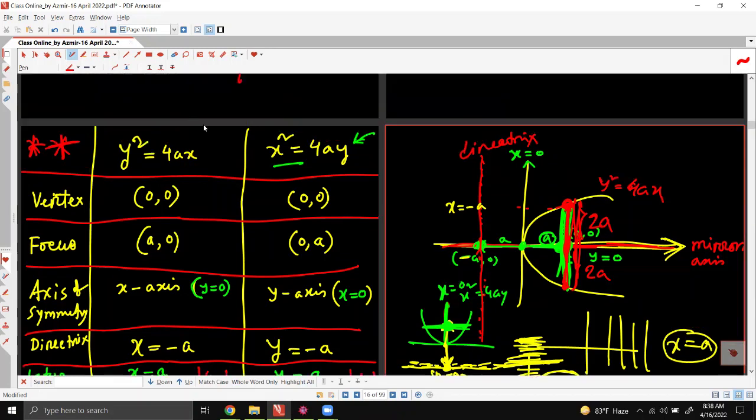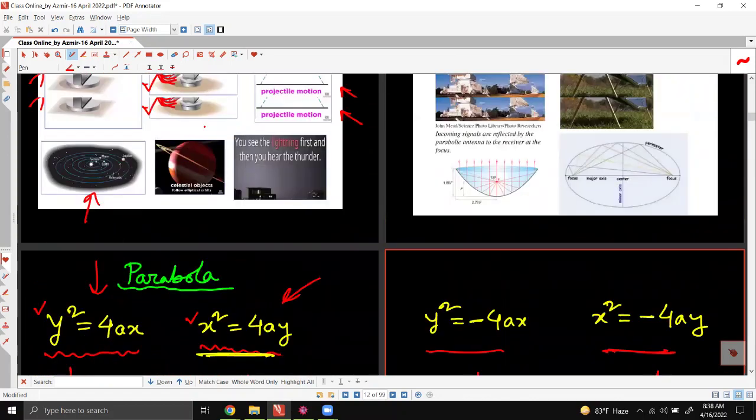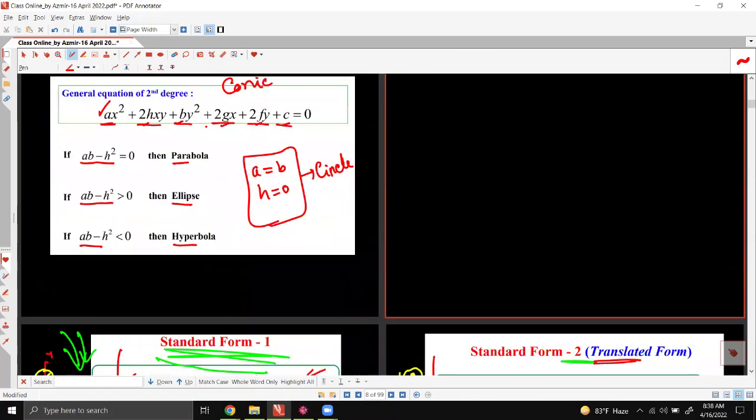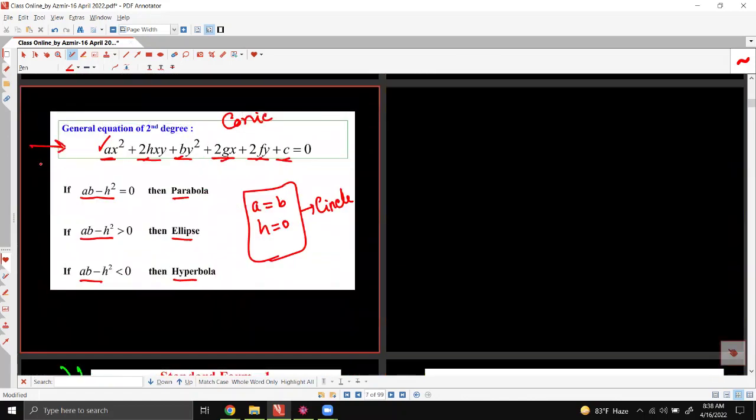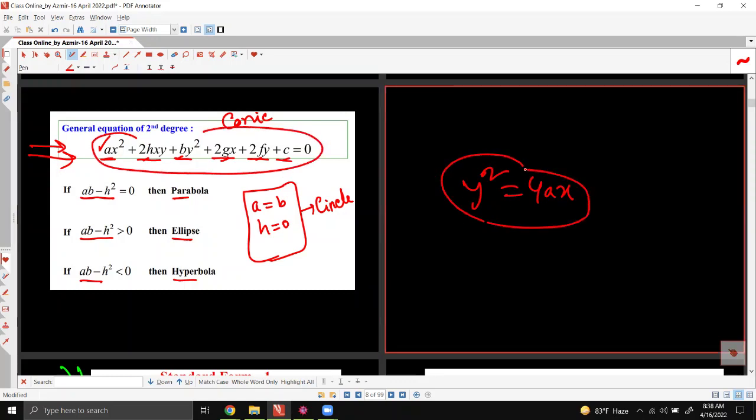Suppose we have directly this equation. That is not in the standard form y squared equals 4ax. So at first, we have to convert this equation to the standard form. Then we can find the center, vertex, asymptotes, or latus rectum, axis, directrix, and so on.